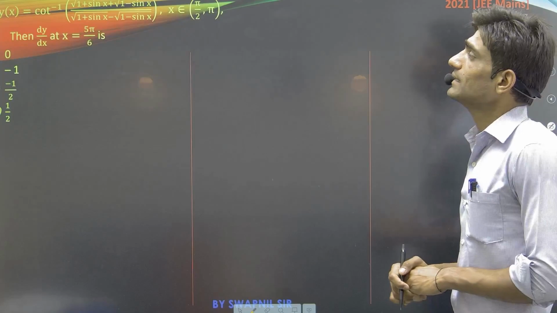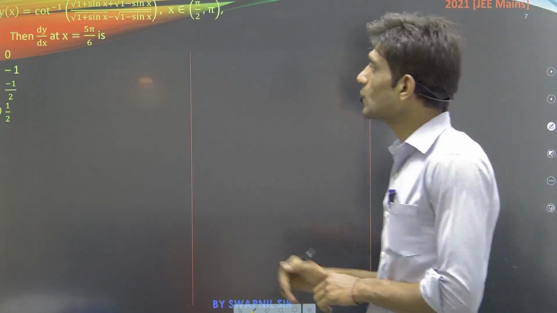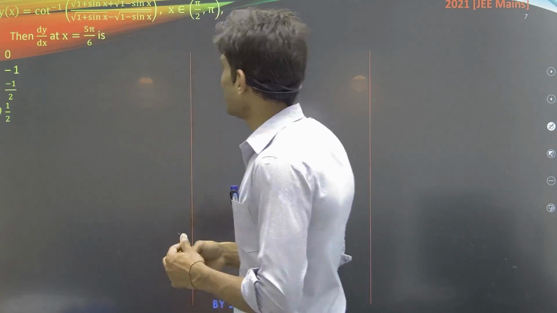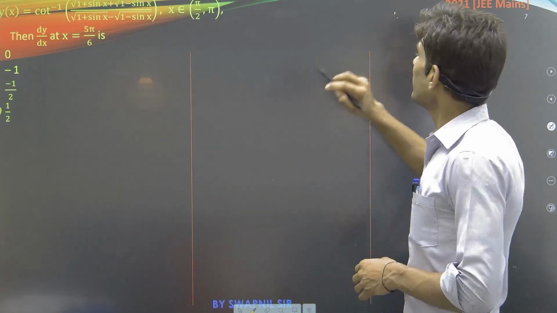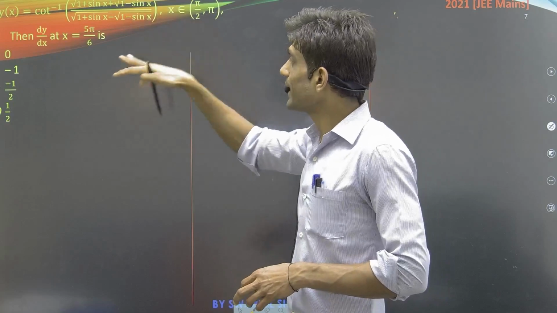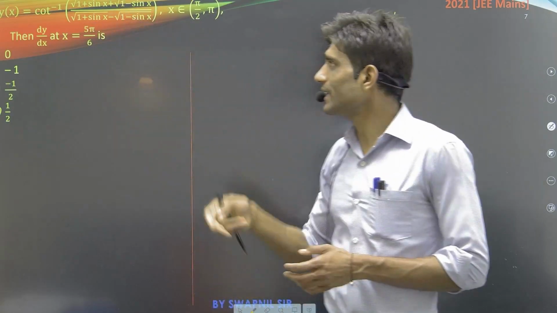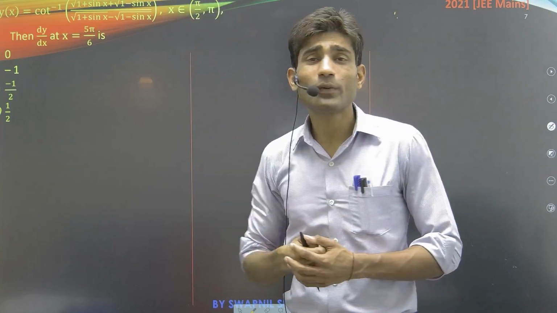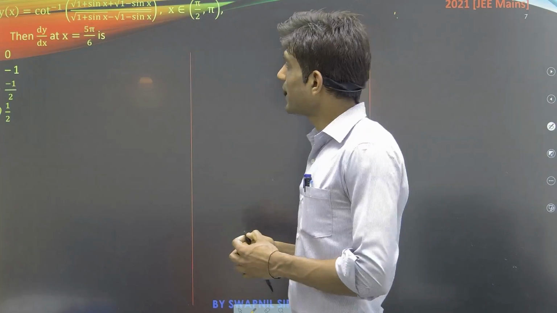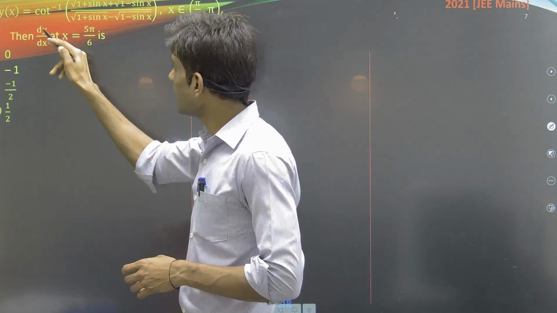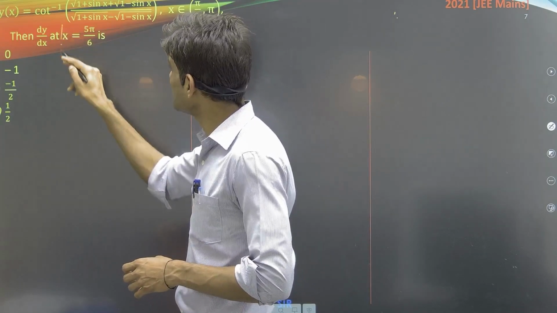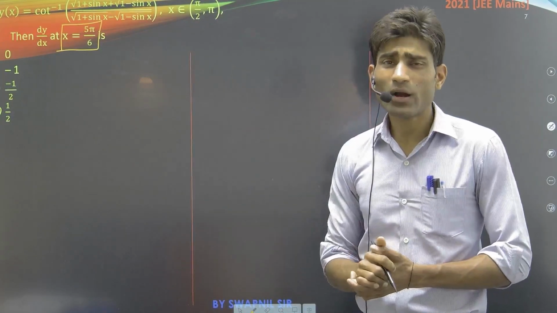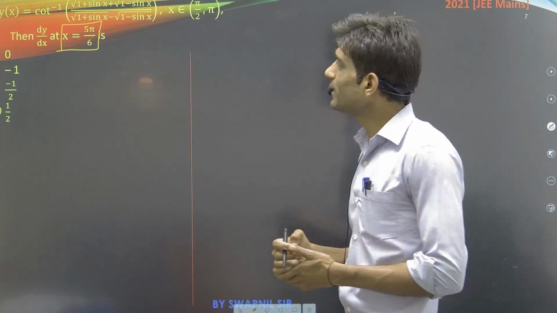In our next example, we are given y of x equal to cot inverse of the bracket: square root of 1 plus sin x plus square root of 1 minus sin x, upon square root of 1 plus sin x minus square root of 1 minus sin x. And x belongs to the interval pi by 2 to pi. Then we have to find the value of dy by dx at x equal to 5 pi by 6.